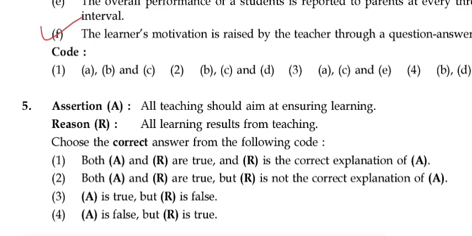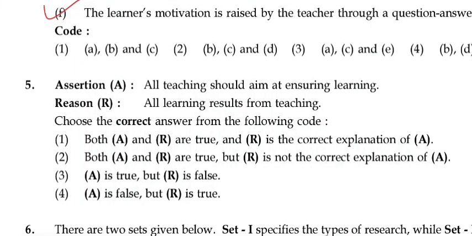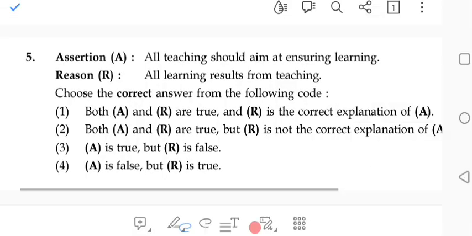Number 5, correct option will be assertion is true but reason is not true. That is false.